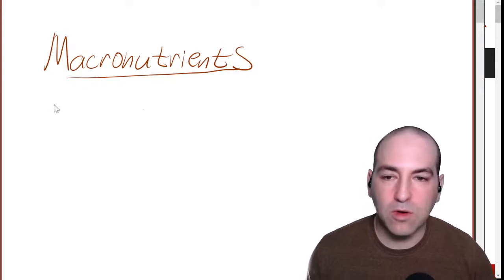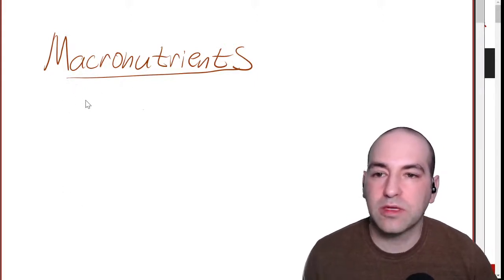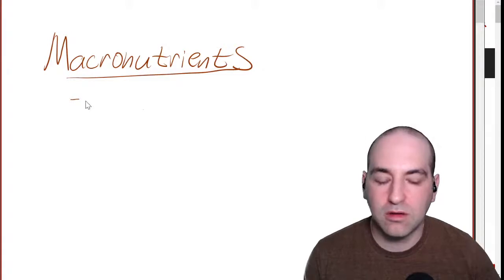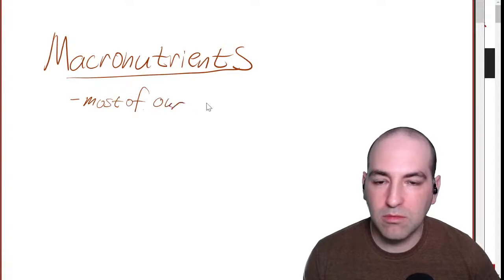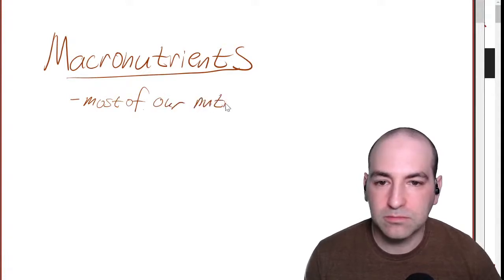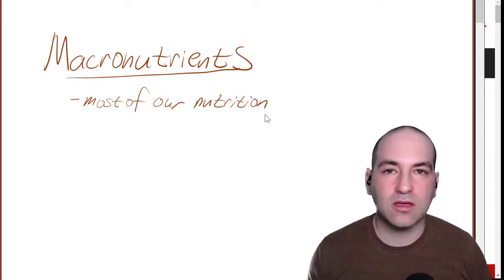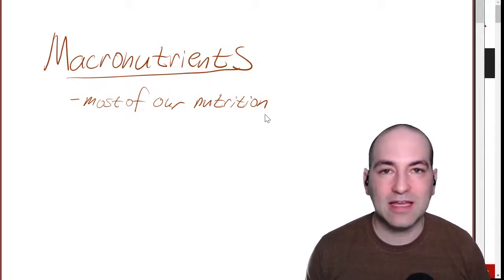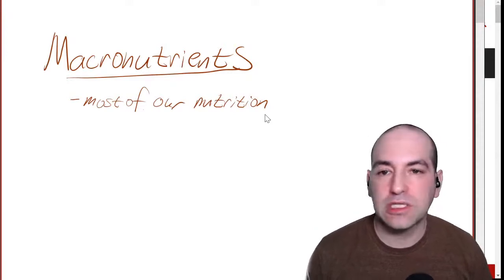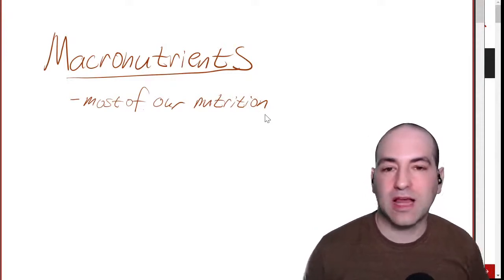All right. So these are called the macronutrients simply because they make up most of our nutrition. So micronutrients are things like vitamins and minerals that you just need tiny, tiny amounts of. Macronutrients, macro means big, are the things you need lots and lots of.